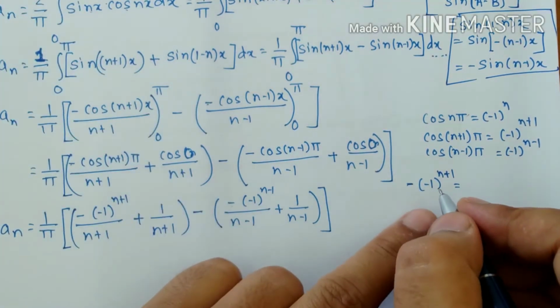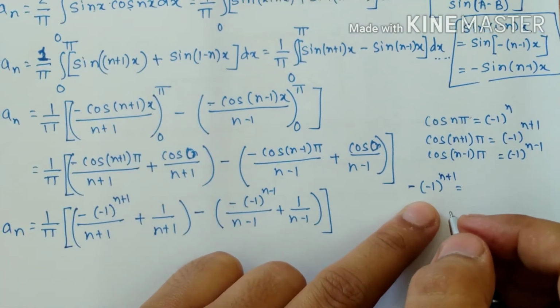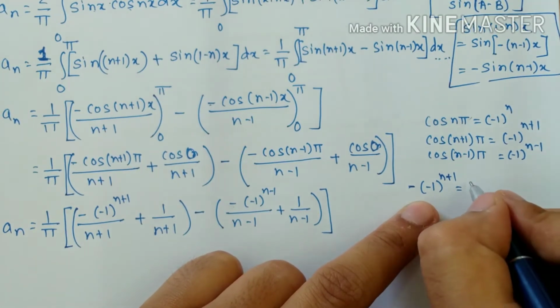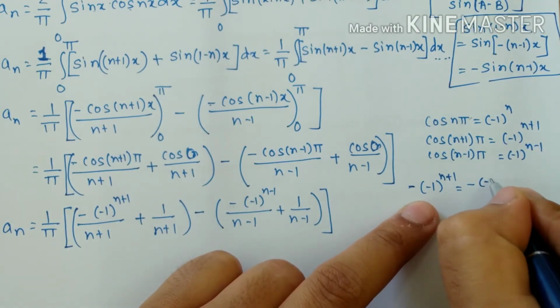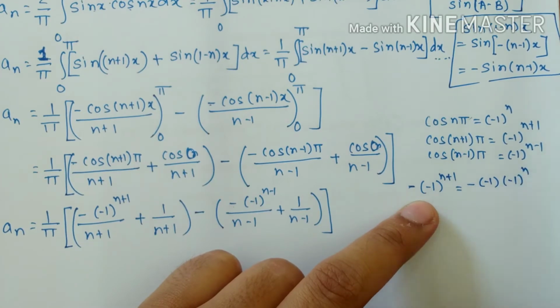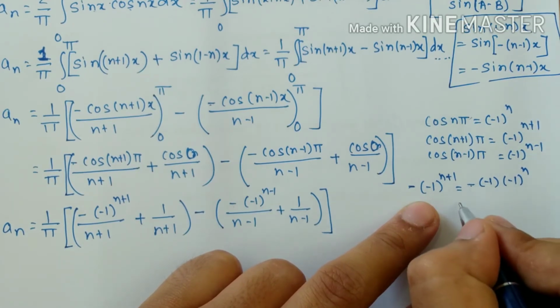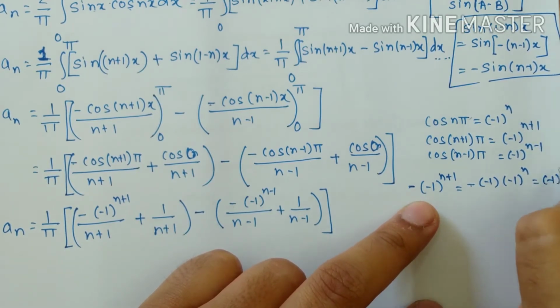By the laws of indices, we can write this as minus 1 into minus 1 raised to n. This raised to 1 and this raised to n, we get addition. So hence this minus and this minus become plus, hence the answer is minus 1 raised to n.